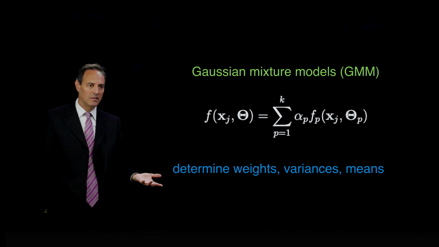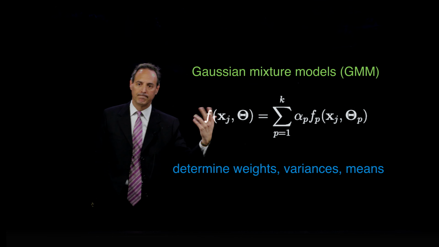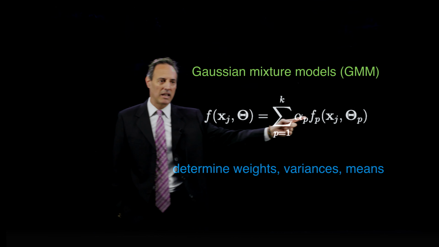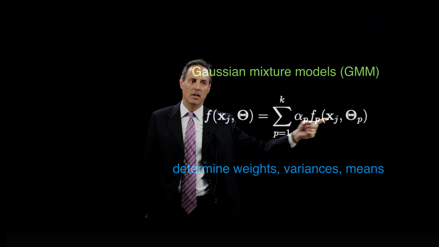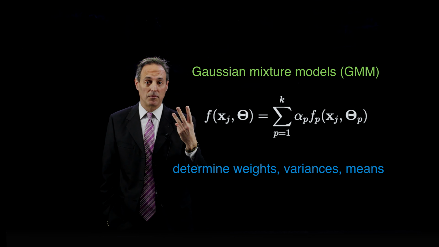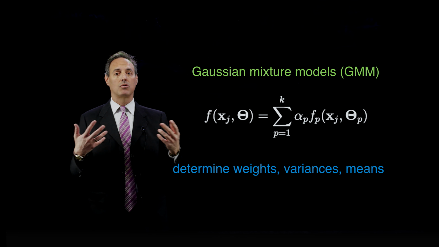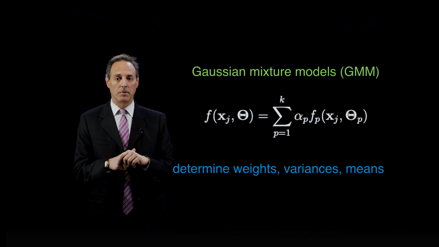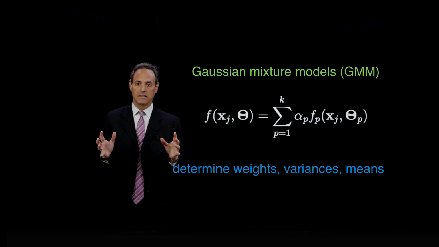So your goal, given that, is to determine the weights, the variances, the means. If I assume that this is a Gaussian or normal distribution, then I have a mean and a variance for each one plus a weight. So 3 parameters I have to determine. So if I have a mixture of 2 Gaussians, then I have 6 total parameters I have to determine in order to get the best fit to the data. Okay, hopefully that makes sense.